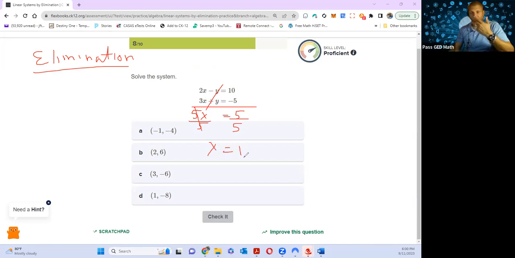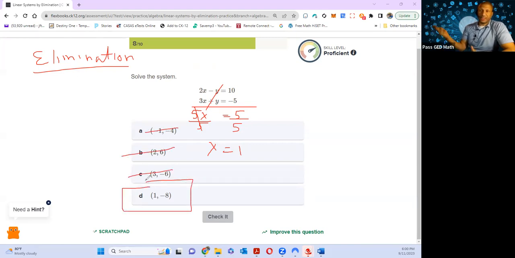Normally, when you're solving a system of equations, you take that 1 and plug it back into one of the equations. But you don't have to, because the only multiple choice where x is 1 is D. So you don't have to even solve the second part of it, but I'm going to show you how to do it. When x is 1, we just plug that in. So we're going to plug it into the second equation, 3x plus y equals minus 5. Doesn't matter what equation you use.